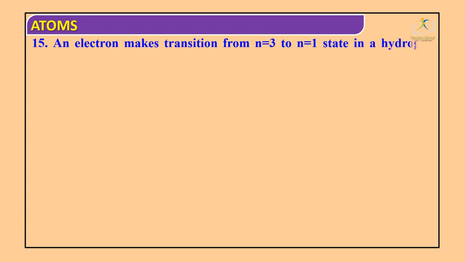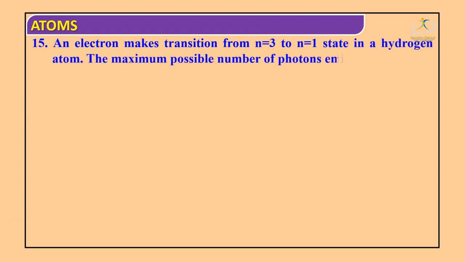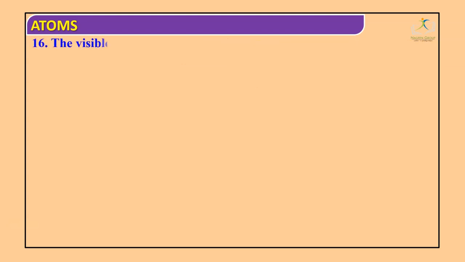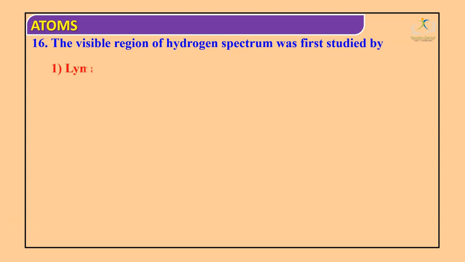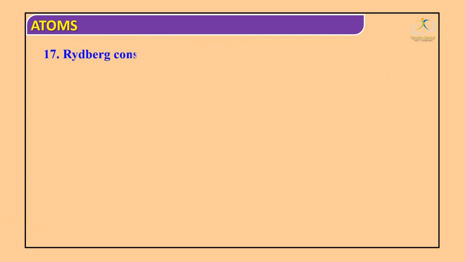An electron makes a transition from n equals 3 to n equals 1 state in the hydrogen atom. The maximum possible number of photons emitted will be 1, 2, 3, or 4. Fourth is 6. So the correct option is 3. Next, the visible region of the hydrogen spectrum was first studied by Lyman, Balmer, Pfund, or Brackett. So the correct answer is the Balmer series.